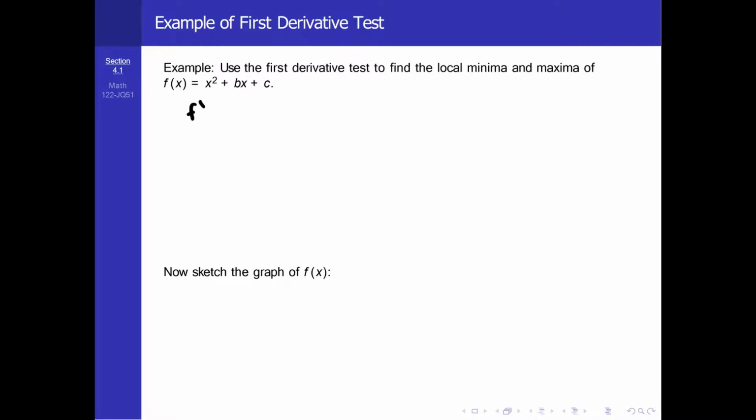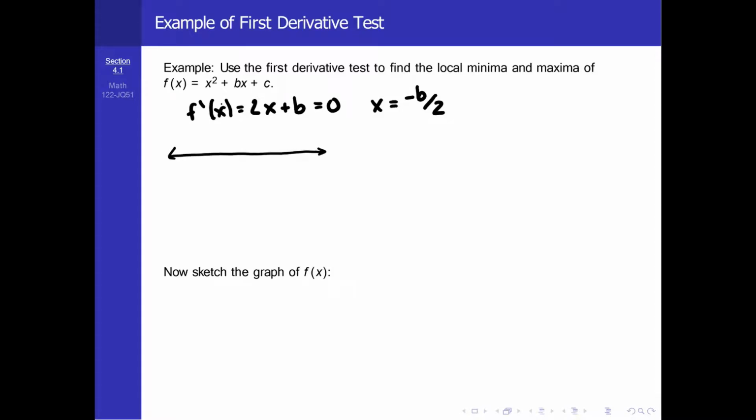Well, if I want to use the first derivative test, I need to find the first derivative. And it is 2x plus b. And now I want to set that equal to 0 to find critical points. And this tells me that x is equal to negative b over 2. And this is the only critical point.